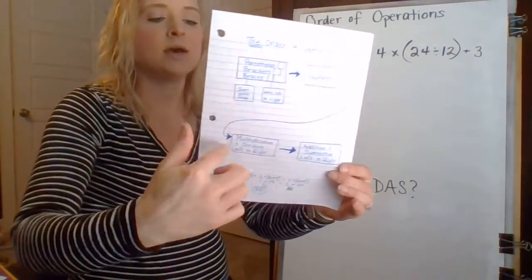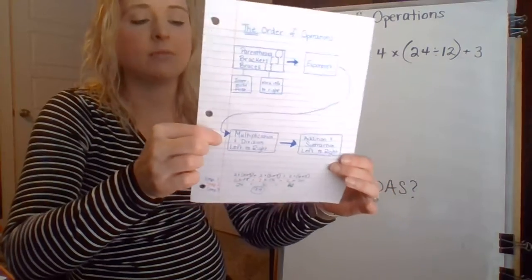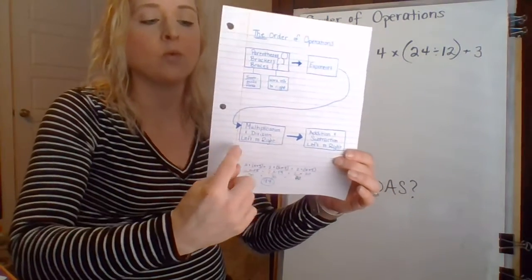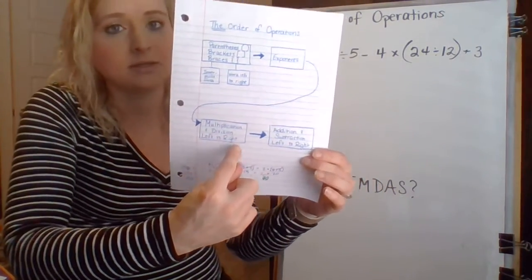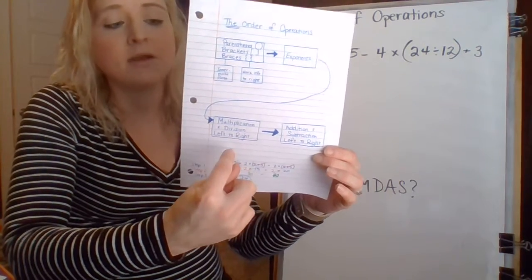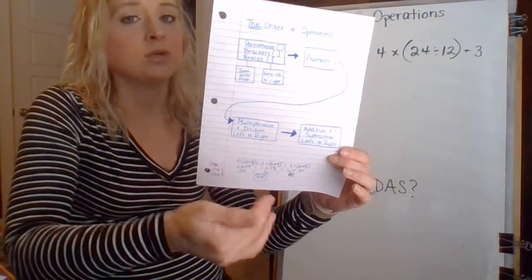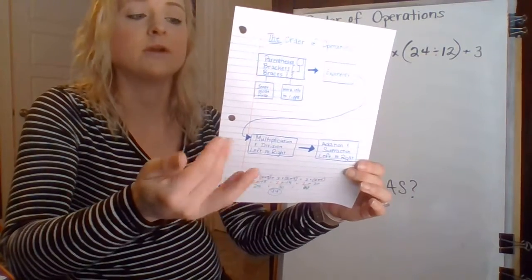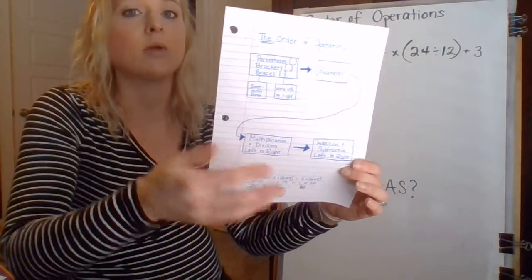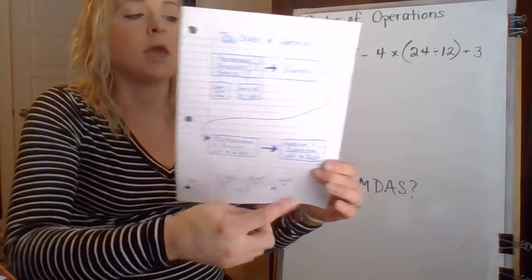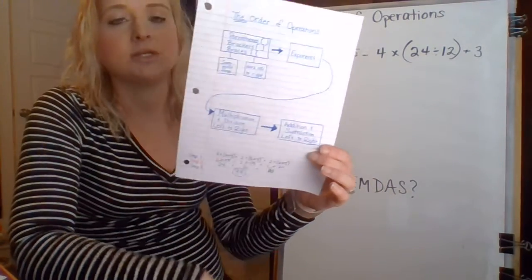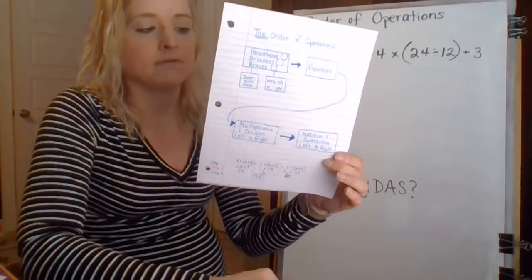Then we come down to the next step, and that's where we combine multiplication and division, and we say we work those from left to right. Doesn't matter which one comes first. If the division is on the left first, then we do it first. If the multiplication is on the left first, we do that first. If we see both of them there, we always work from left to right. And the same is true for the last step, addition and subtraction. We always work from left to right.